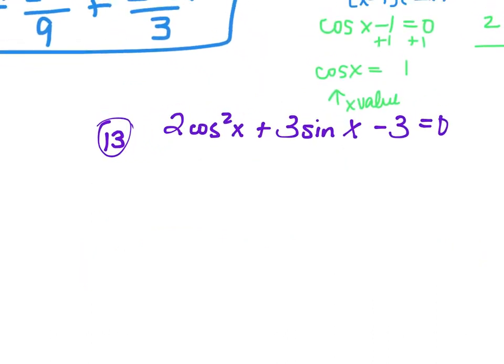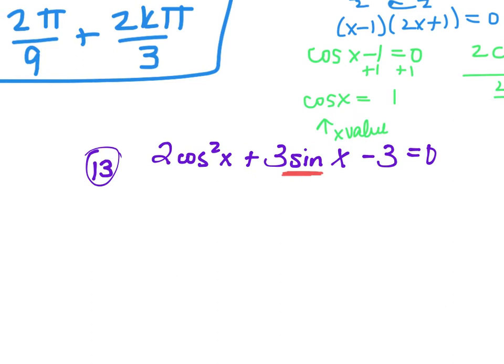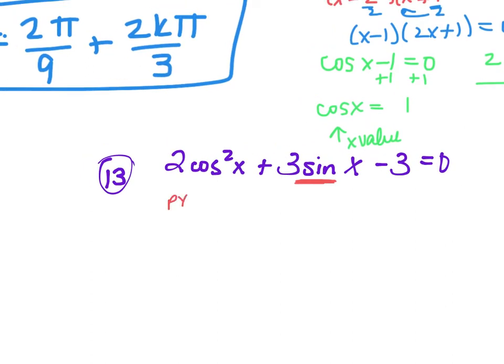Okay guys, coming over here and looking at number 13. This is the same kind of problem. It is a quadratic, but if you notice, the two functions are not the same. I have a cosine squared and I have a sine. I told you in class, when you have a quadratic and the functions are different, you want to convert to whatever the middle trig function is. We're going to go back to our trusty Pythagorean identity, all right? That Pythagorean identity is sine squared x plus cosine squared x equals 1.